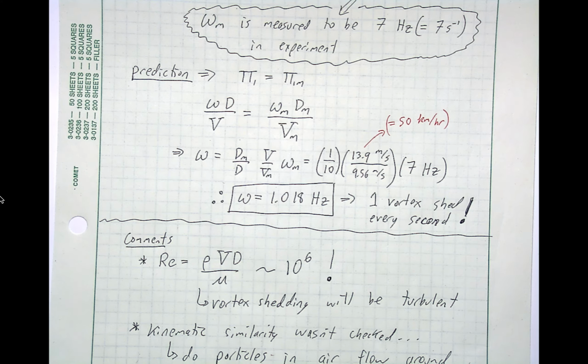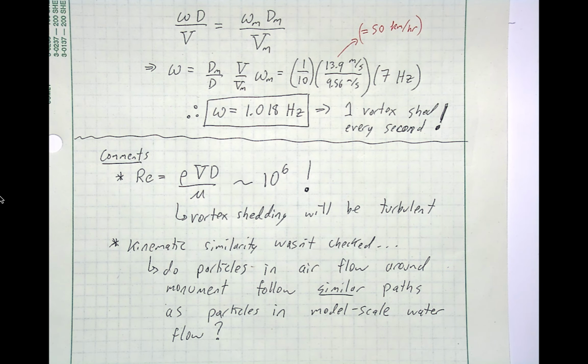So that means that for this monument, you'll get about 1 vortex shed every second for these high wind speeds, which, if they're large-scale vortices being shed this quickly, that could do some damage, or at least make people walking there uncomfortable and have some effect on the local trees and foliage.